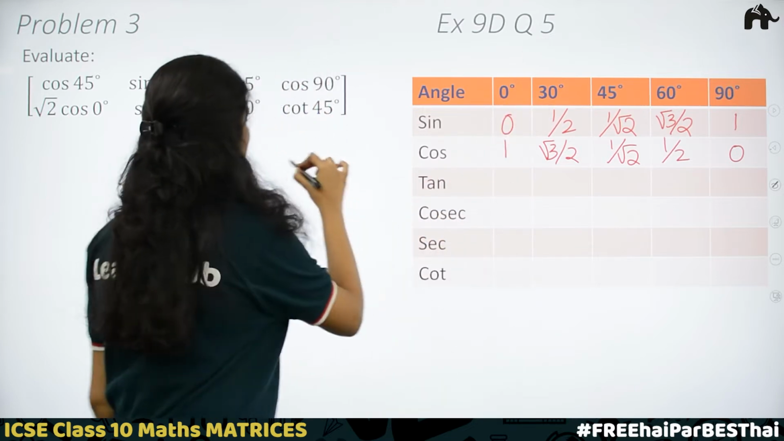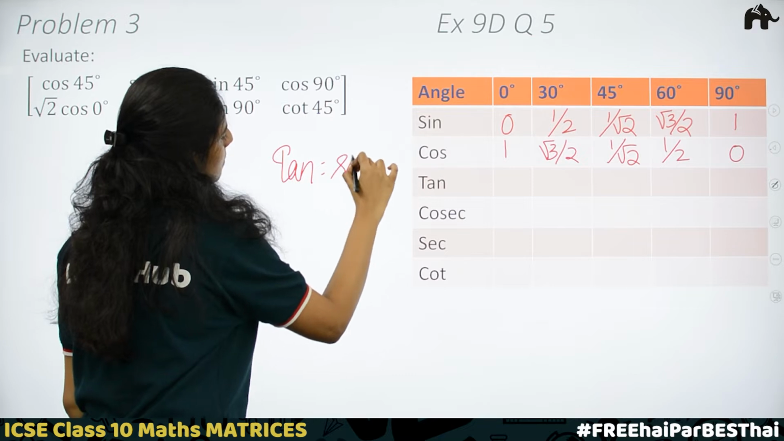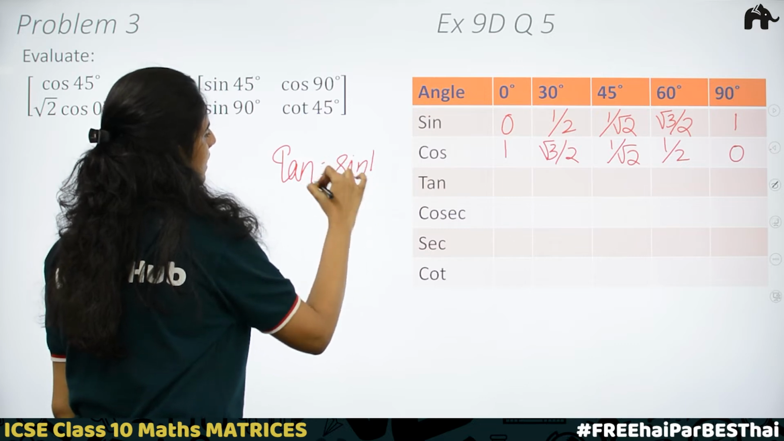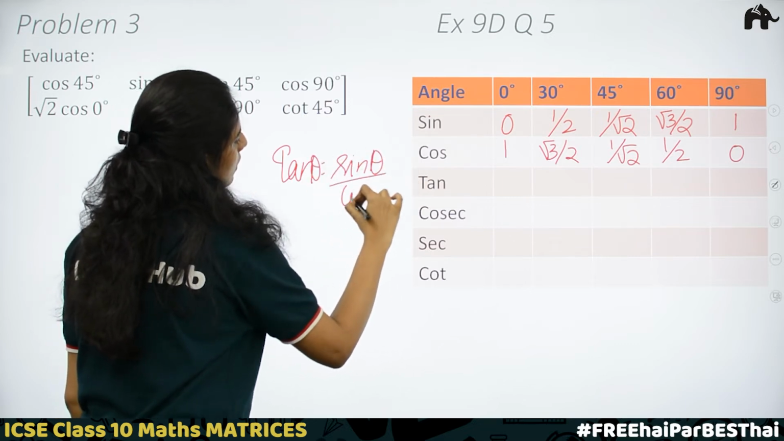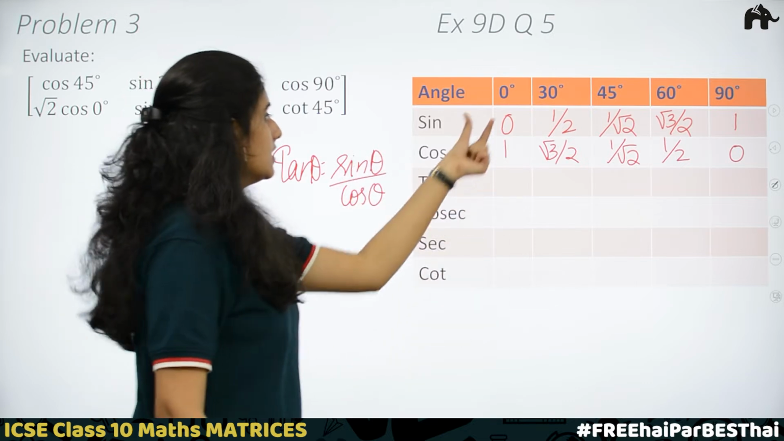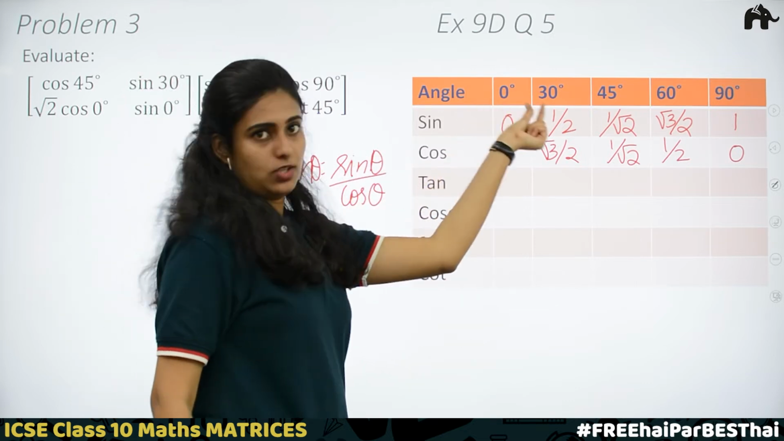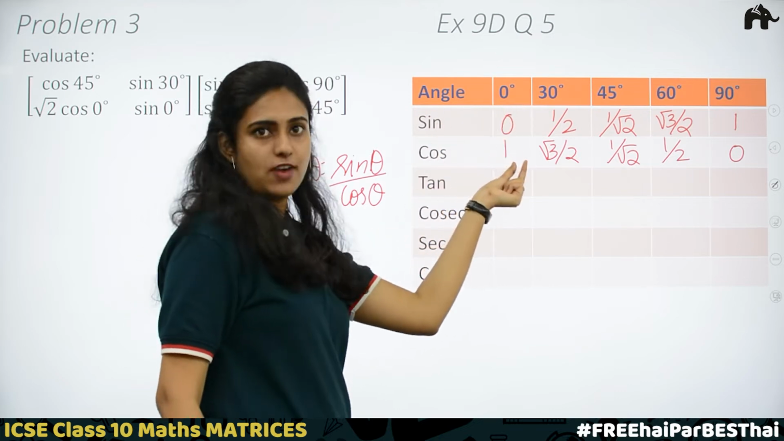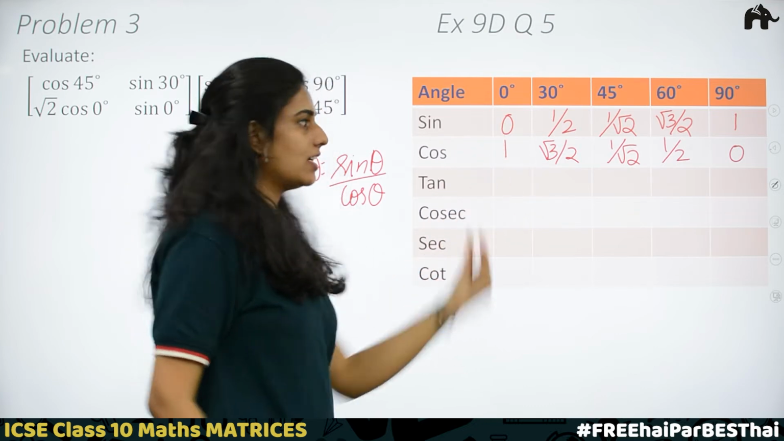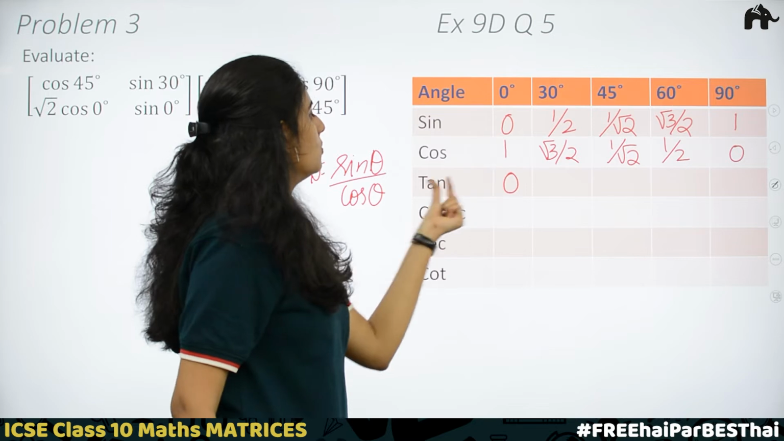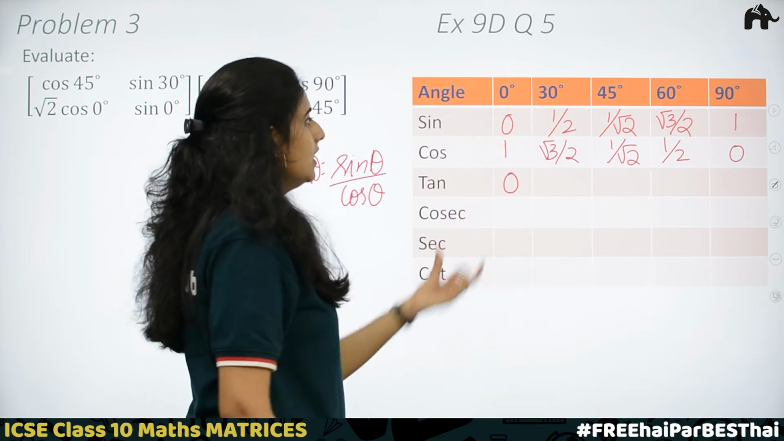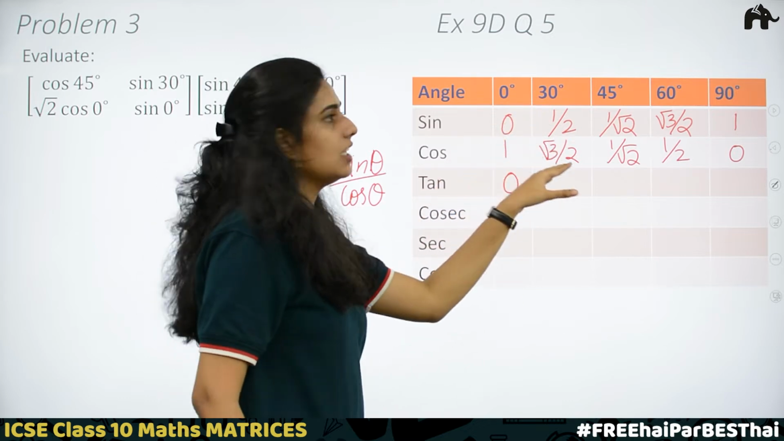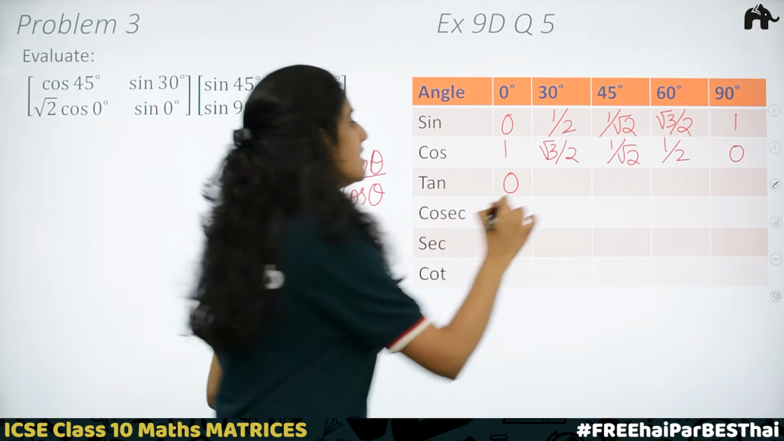To get tan, tan theta is equal to sine theta by cos theta. Check this. To find tan 0 degree: sine 0 by cos 0. Sine 0 is 0, cos 0 is 1. What is 0 by 1? 0 by 1 is 0. Now, tan 30 degree. How to get tan 30 degree? Sine by cos: 1 by 2 divided by root 3 by 2. 2 and 2 get cancelled. We will be getting 1 by root 3.